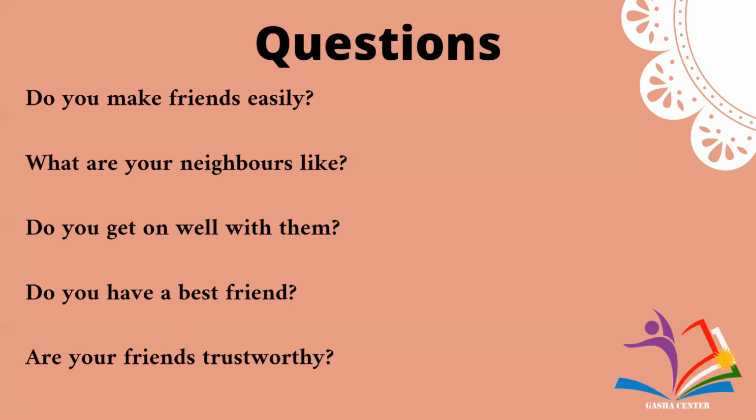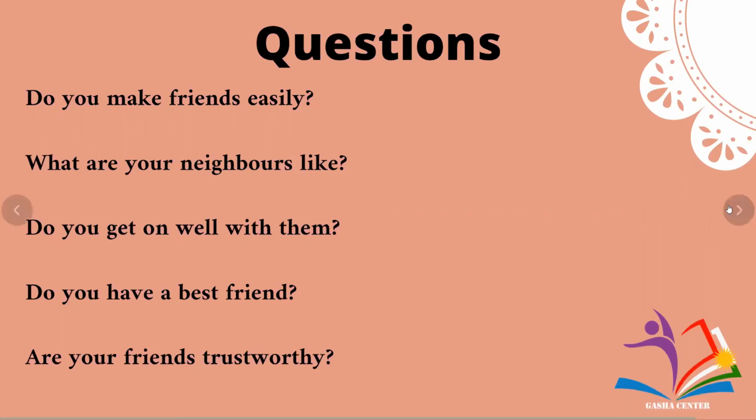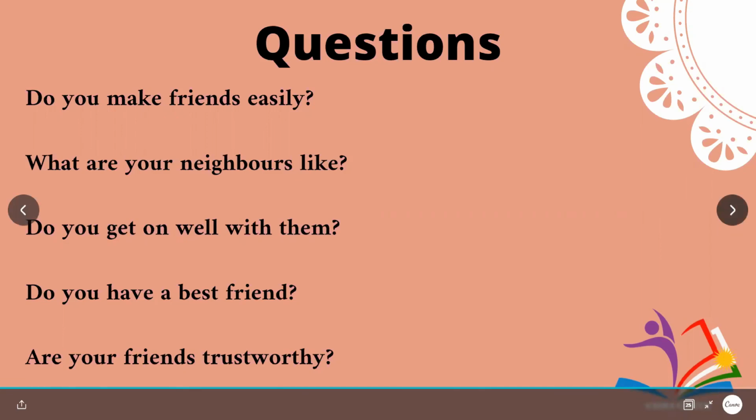So do you think you can make friends easily? And what are your neighbors like? Talk about your neighbors at length. Don't say, yes, I can make friends easily, that's all. No, make it longer. Explain why and how, okay? Do you get on well with your friends? Do you have a best friend? If you have a best friend, describe that best friend. Is he loyal? Can you trust that person? Can you rely on them? Okay, don't just say, yes, I have a best friend and that's all. Try to speak more. It will be good for you.